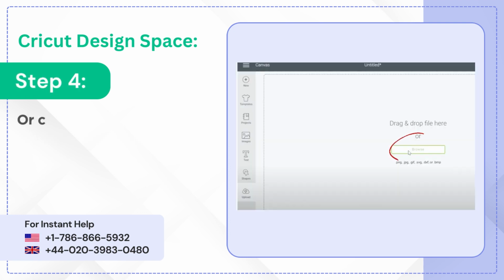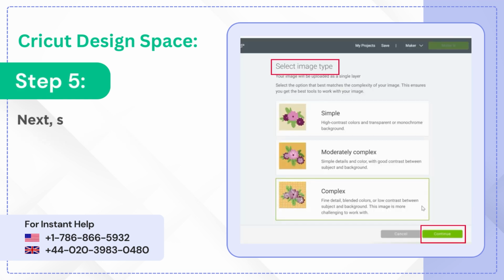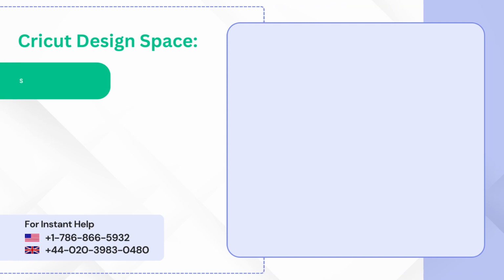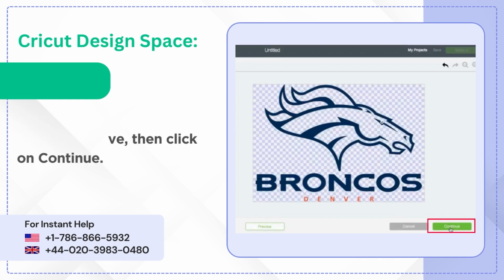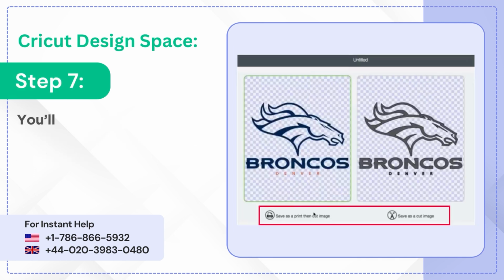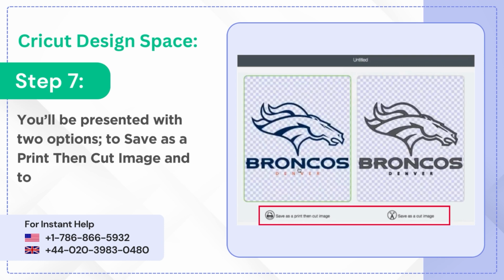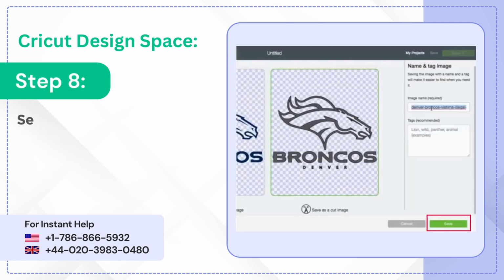Step 4. Or click on Browse, then choose and open the file. Step 5. Next, select the image type and click Continue. Step 6. Now click on the areas you want to remove, then click on Continue. Step 7. You'll be presented with two options: to save as a print then cut image, and to save as a cut image. Step 8. Select your option, give it a name and then click on Save.